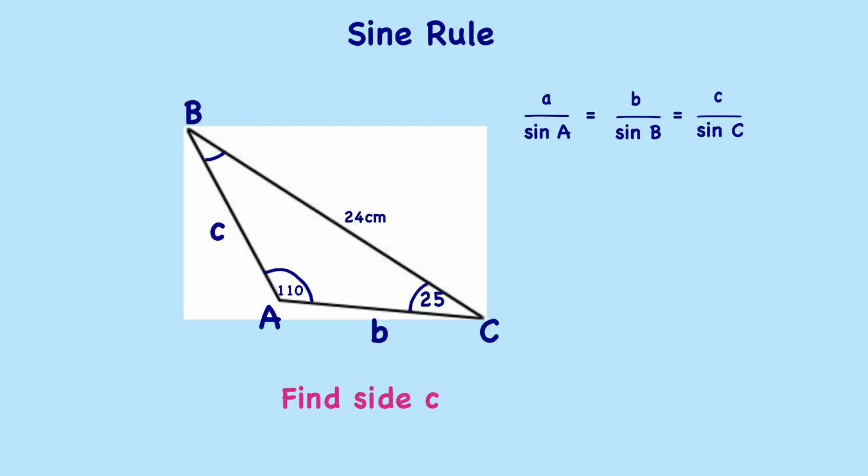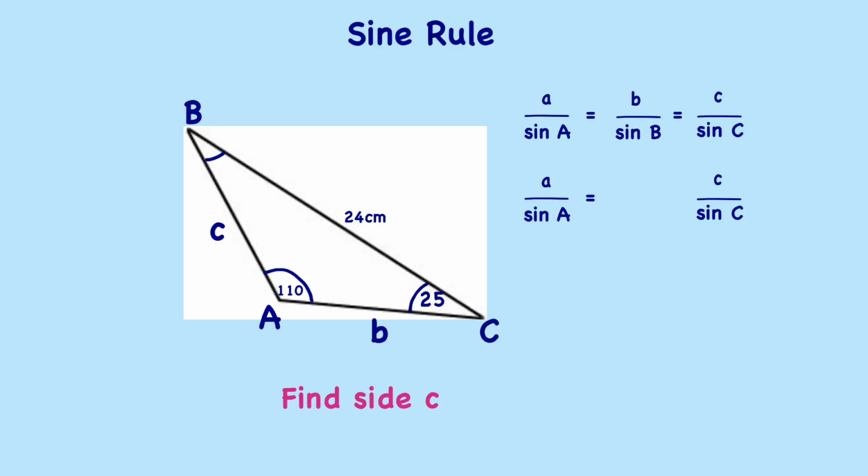Now when we have this pair, we have the angle and the side. This pair we have neither, so that's no good. But this pair we have an angle and a side. So I'm going to use this pair, which we have both values of, and this pair, which we have just the one unknown, and that is the side we're trying to find. So we're going to use a over sine A equals c over sine C.